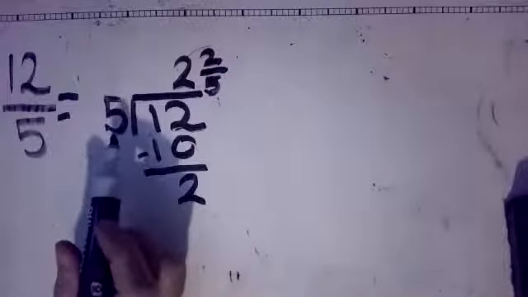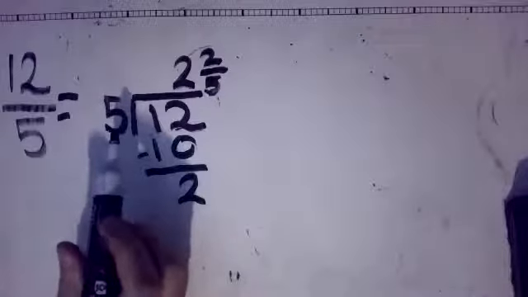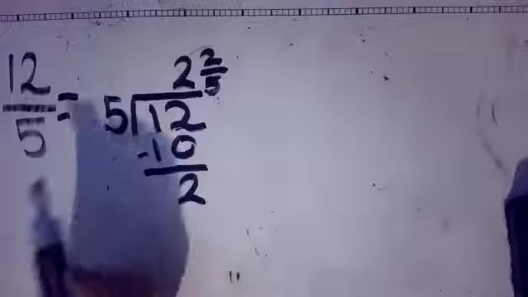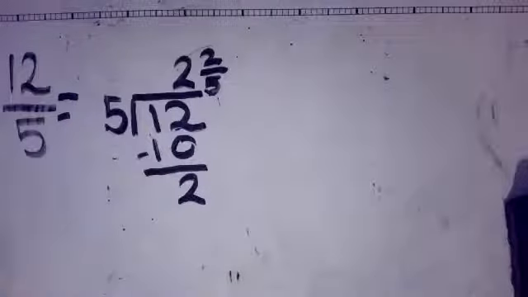Our divisor becomes the denominator. So these were 4 different strategies for how to change our improper fractions into mixed numbers.